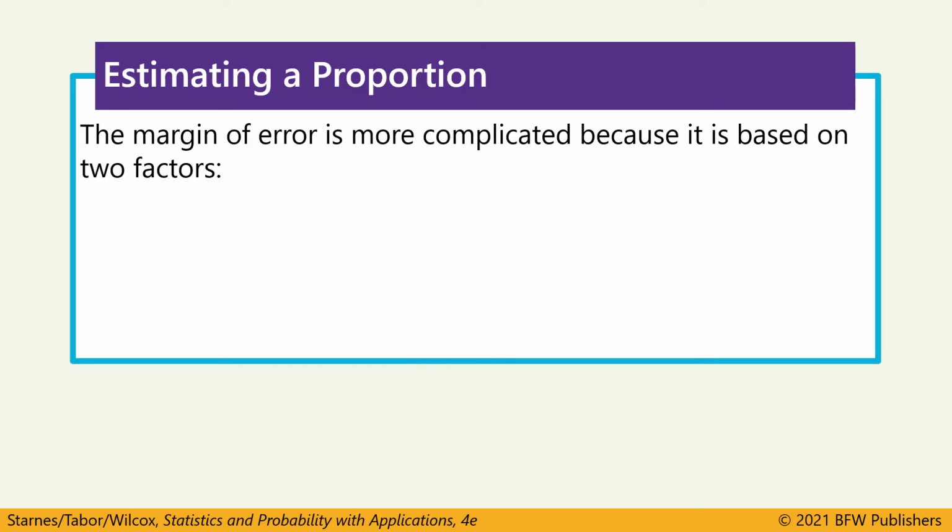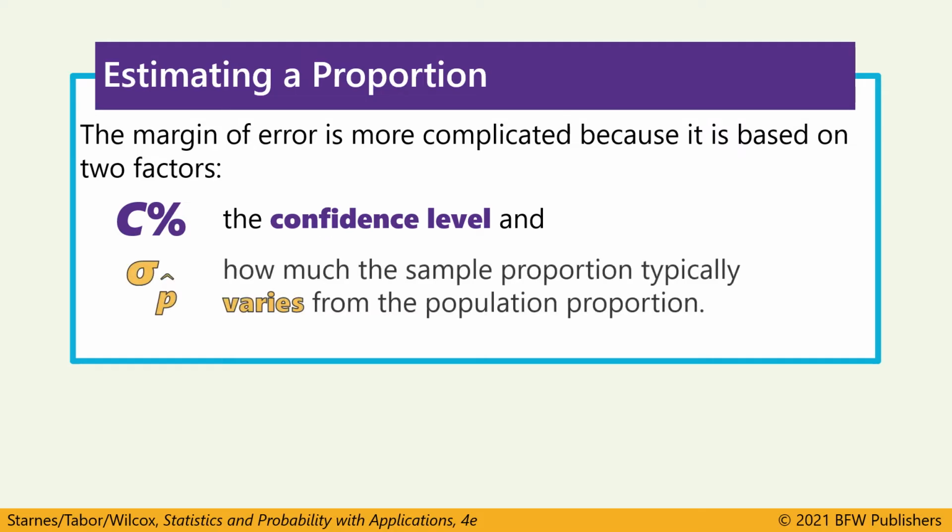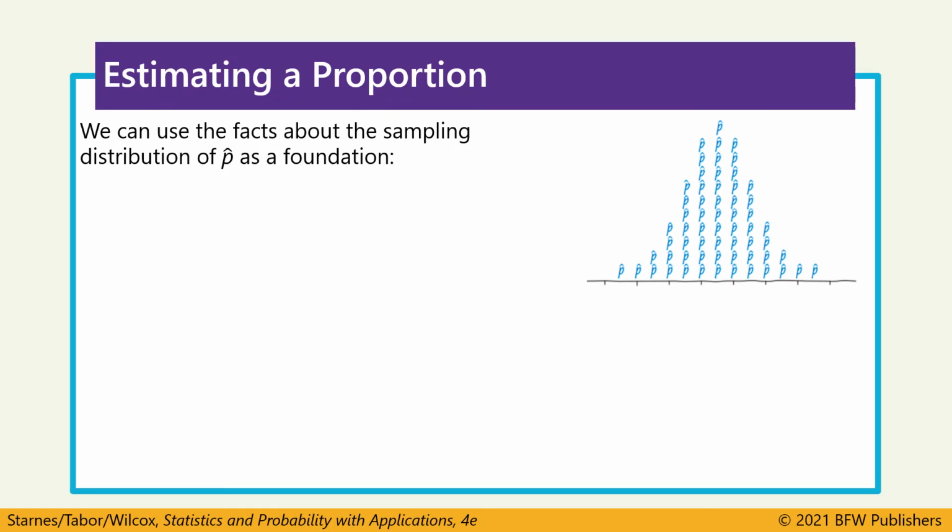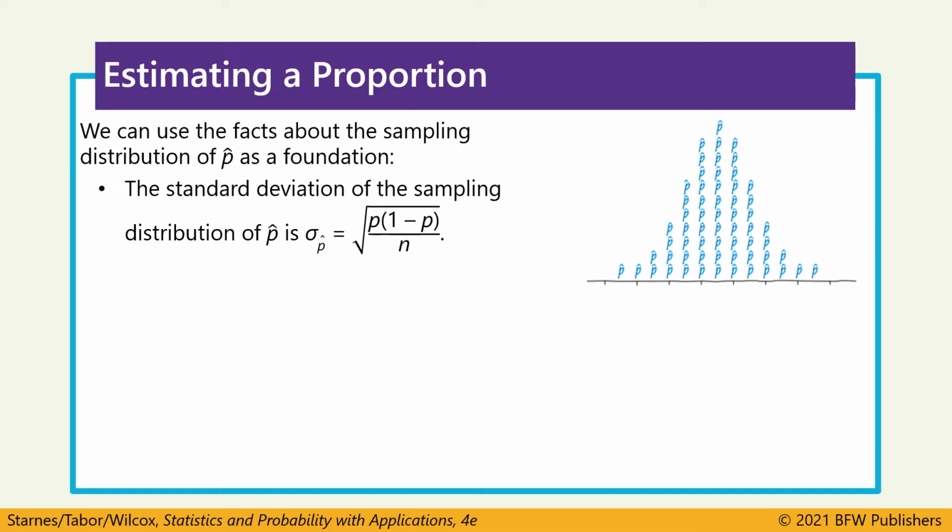Determining what that margin of error is is slightly more complicated than finding the point estimate because there are two components used to calculate it. We have the confidence level of C%, typically 95%, and we have sigma p hat, which is the standard deviation of the sampling distribution of a sample proportion. Last chapter, we talked about these sampling distributions for sample proportions, including the standard deviation, the square root of p q over n.